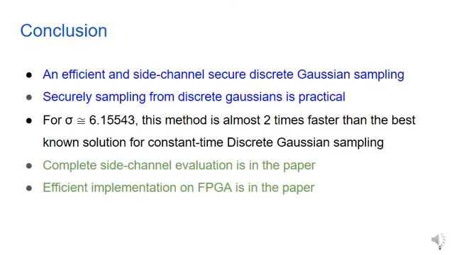So, in conclusion, in this paper, we provided an efficient and secure method for discrete Gaussian sampling, which was an open problem for a long time. This method can be used even in resource-constrained or small devices, as implementing this method doesn't require any special instructions or large memory. We tested this method with a discrete Gaussian distribution with sigma approximately equal to 6.15543, and this method turns out to be 2 times faster than the best known solution. The complete side channel analysis and an efficient hardware implementation is available in the paper.